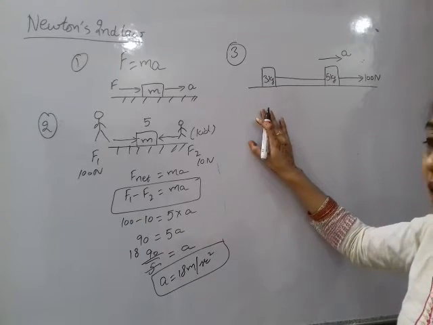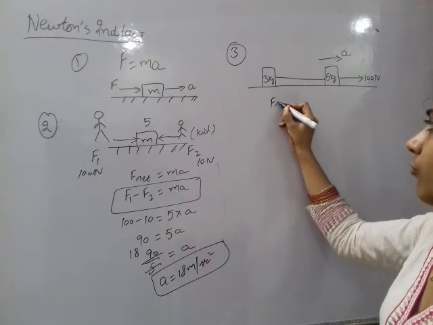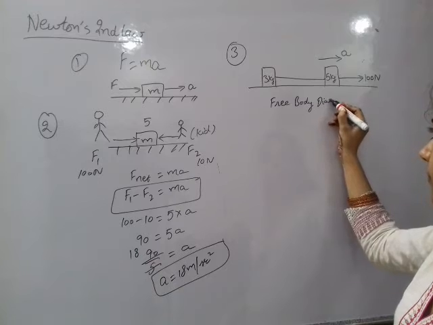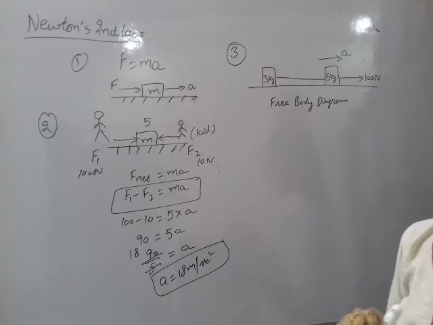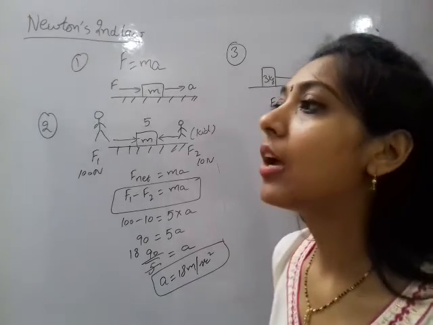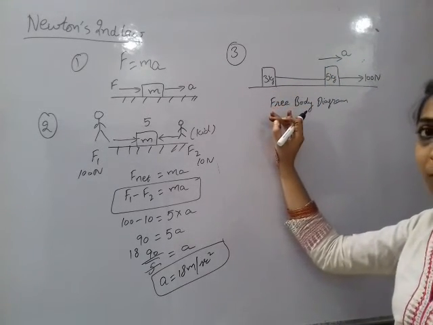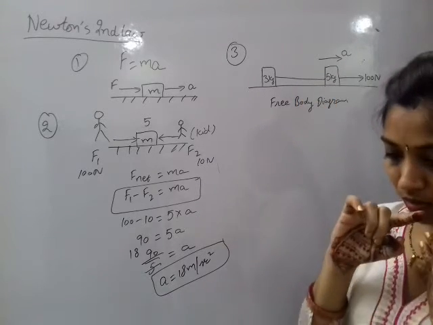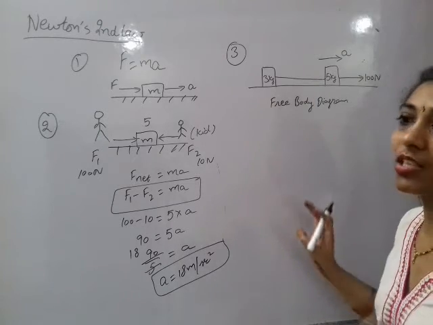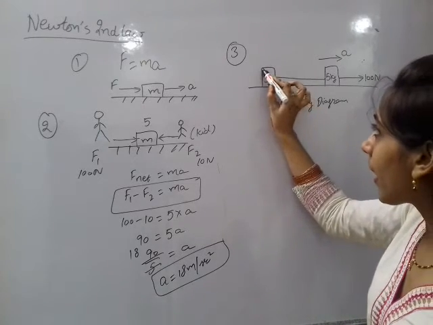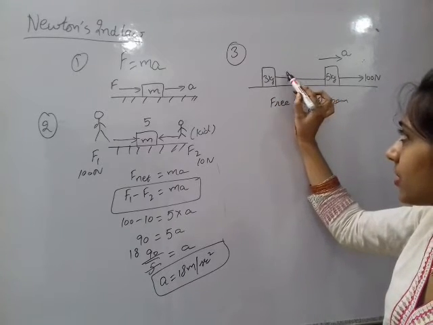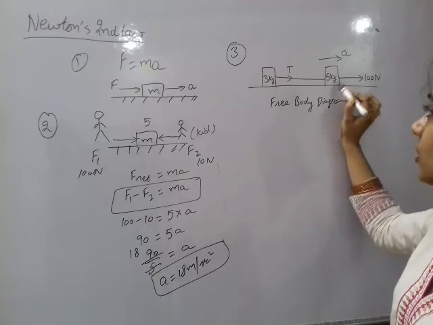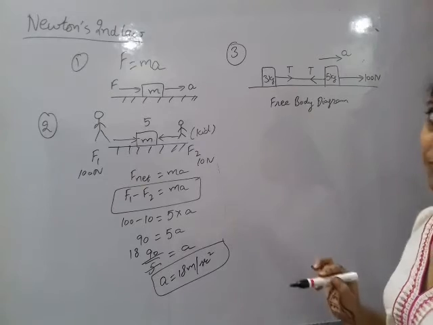If this mass is of 3 kg and we have to make a free body diagram to make our solution easy, free body diagram. What happens, as I told in previous lectures, that tension always occurs in the string. And for this mass, tension is away from the mass, tension is here, and for this mass, tension is here.